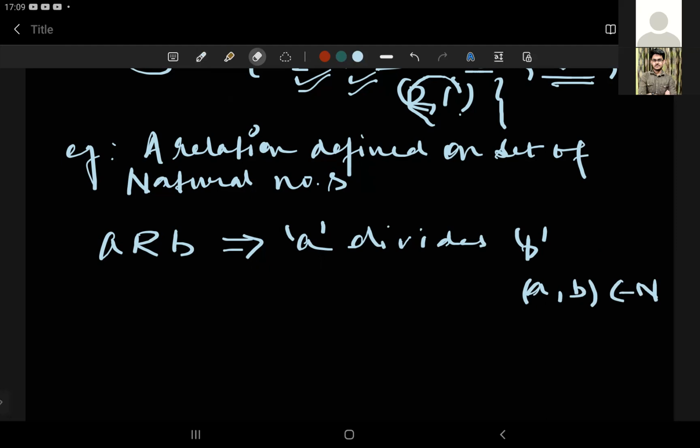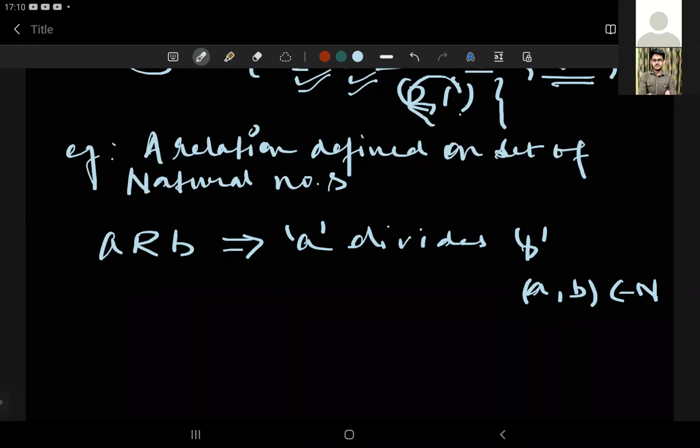So is this relation reflexive on the set of natural numbers? Yes, sir. It is. Because a divides b; if a is equal to b, then a will for sure divide b. And also a is not equal to b, those cases also exist in that set.